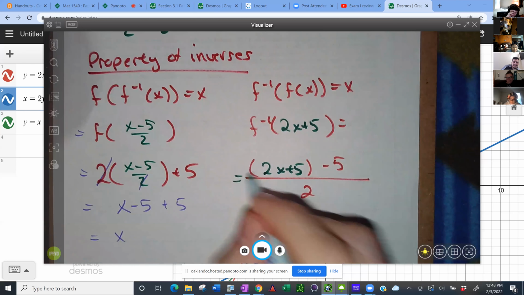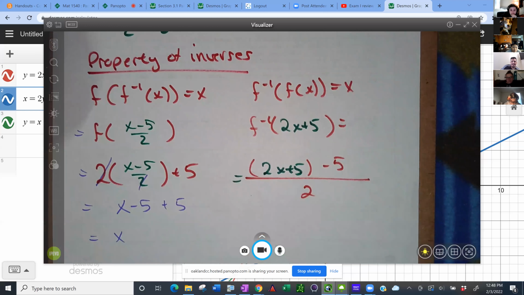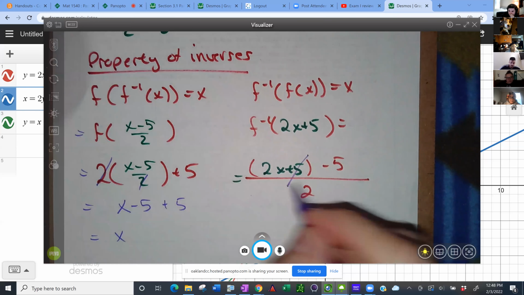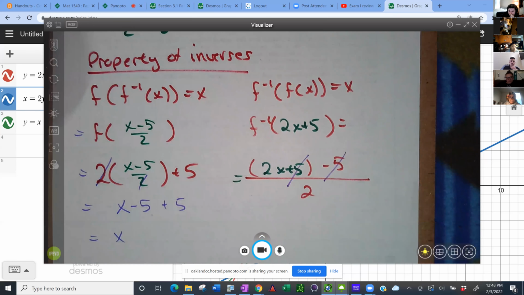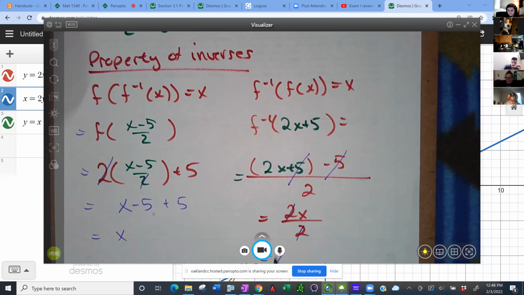Now you hear it? Now that I've directed your attention to it, there's some nice simplification here. Can anyone see anything in the numerator that simplifies? How about minus 5 and plus 5? They cancel. That leaves me with 2x over 2, and that simplifies to just x.